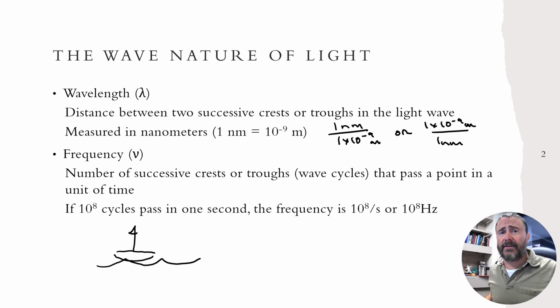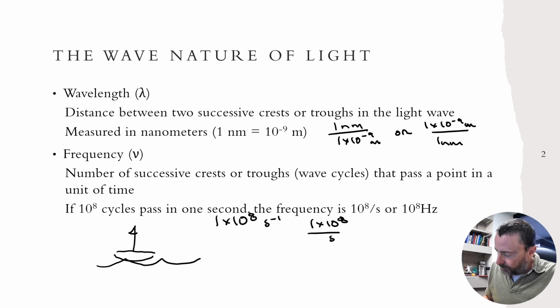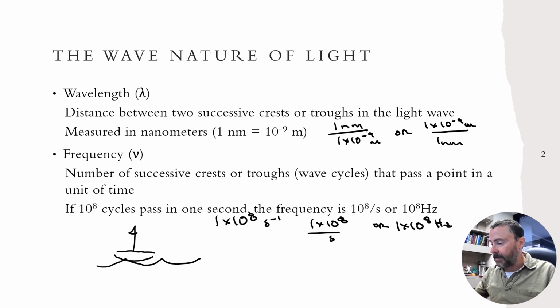Frequency is given in units of over time or over seconds, and that is also called hertz. So sometimes you might see this written as 1 times 10 to the 8, per second, or hertz. Hertz means the exact same thing as per second does. It's just another name for the same exact units.